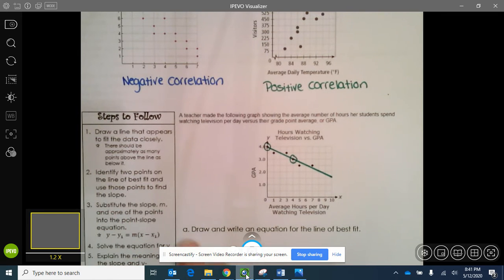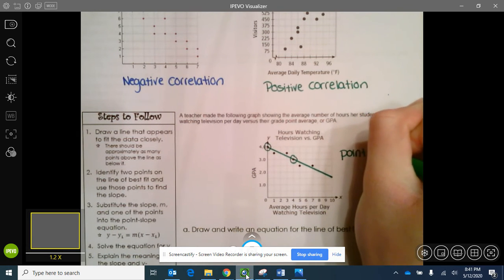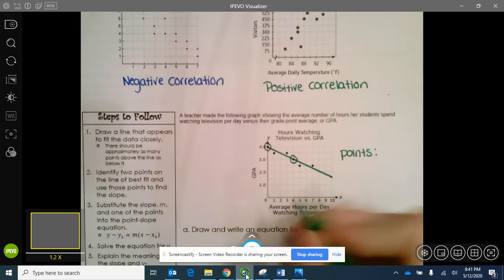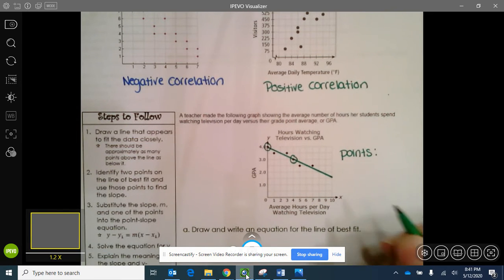Now, it says draw and write an equation for the line of best fit. So once you have your line drawn, or if it's already drawn for you, what you want to do is identify 2 points that are on the line. So I circled these 2 points that are on the line, and I'm going to write out their ordered pairs.